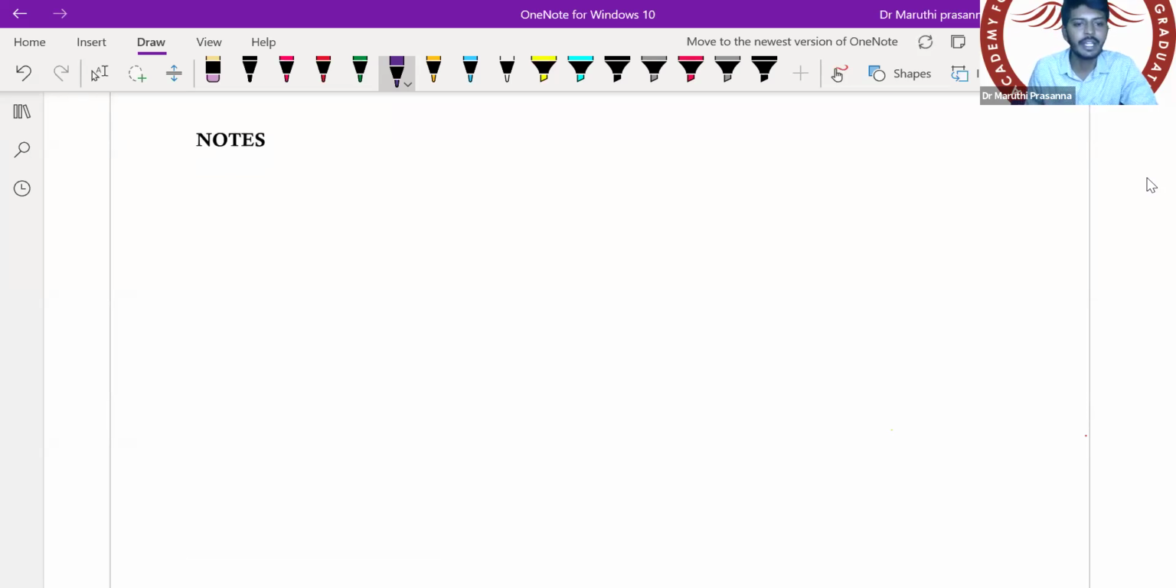Now that is not done yet. We need to discuss the metabolism of a few more important amino acids. So first let's start off with glycine. Glycine is an amino acid, the simplest amino acid.